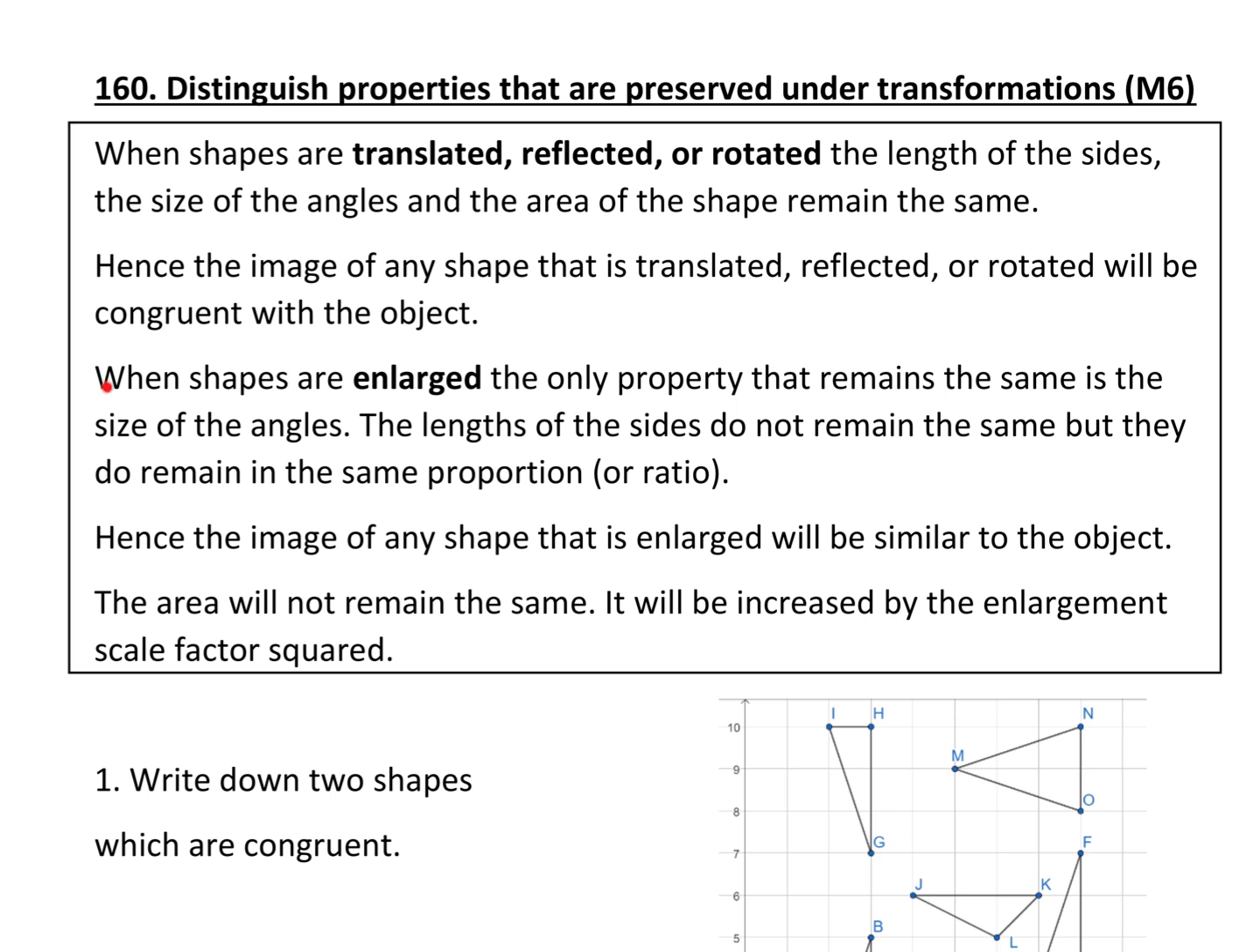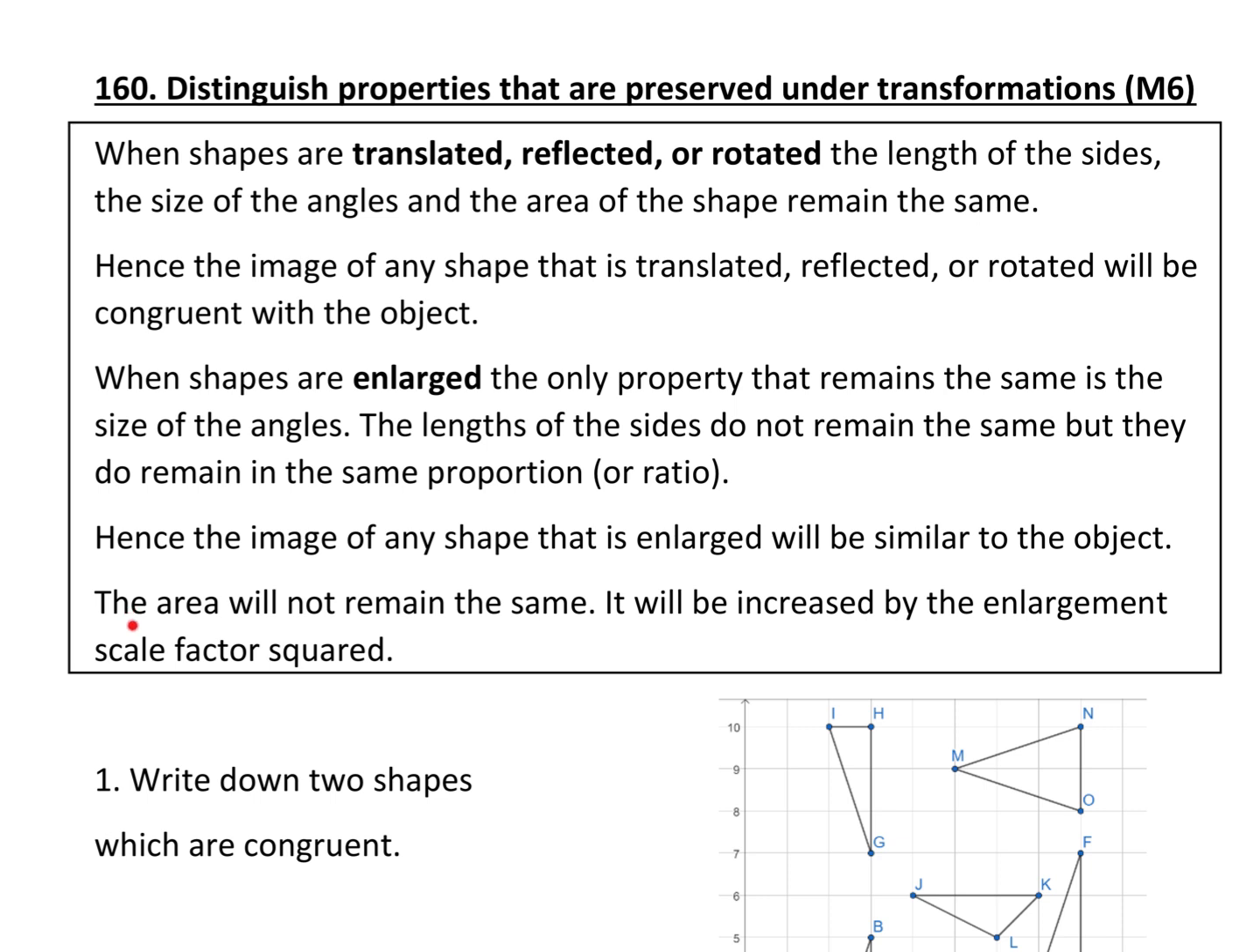When shapes are enlarged, the only property that remains the same is the size of the angles. The lengths of the sides do not remain the same, but they do remain in the same proportion or ratio. So hence the image of any shape that is enlarged will be not congruent but similar to the object.